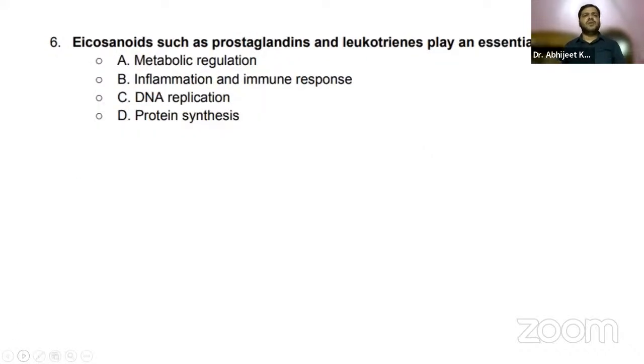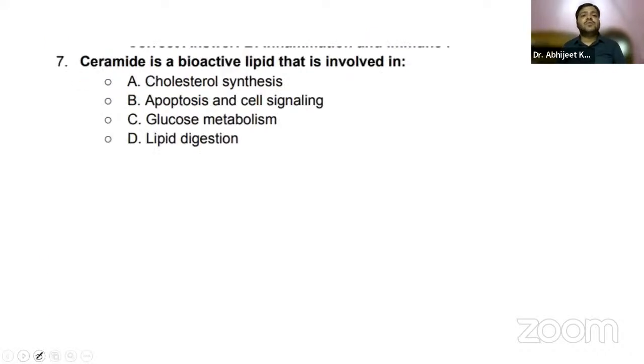Very good. All these points we have discussed. Eicosanoids such as prostaglandins and leukotrienes play an important role in inflammation and the immune response. Ceramide is a bioactive lipid that is involved in apoptosis and cell signaling. We have just discussed, right?